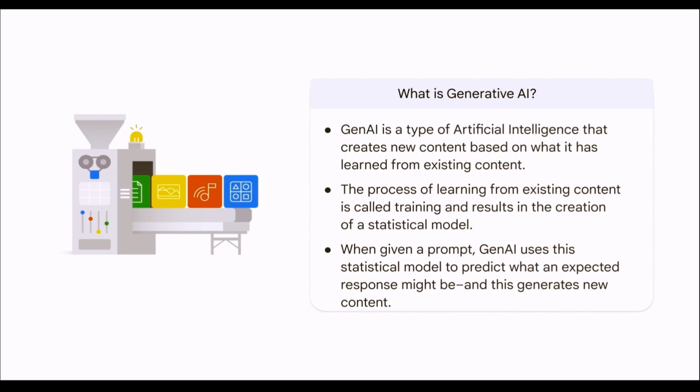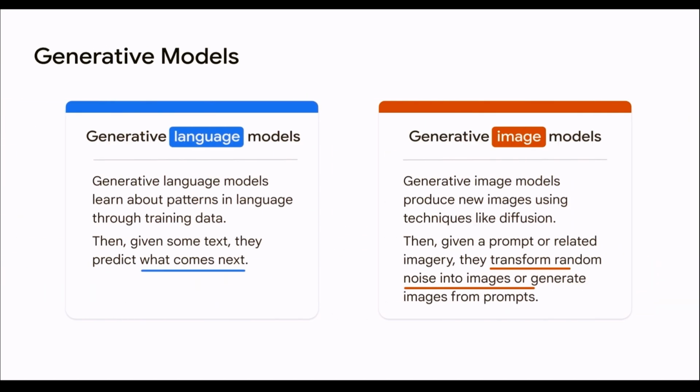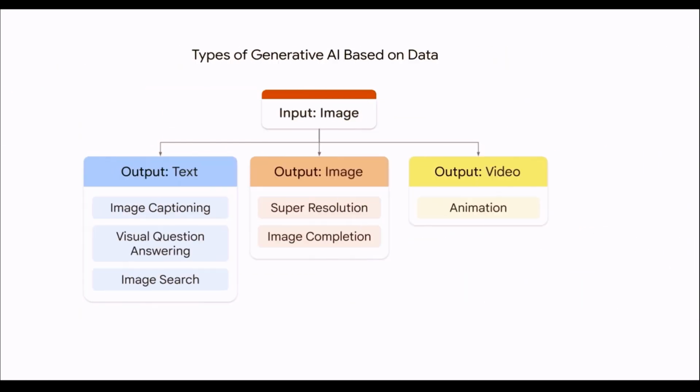Now we come to our formal definition. What is generative AI? GenAI is a type of artificial intelligence that creates new content based on what it has learned from existing content. The process of learning from existing content is called training and results in the creation of a statistical model. When given a prompt, GenAI uses the model to predict what an expected response might be, and this generates new content. Essentially, it learns the underlying structure of the data and can then generate new samples that are similar to the data it was trained on.